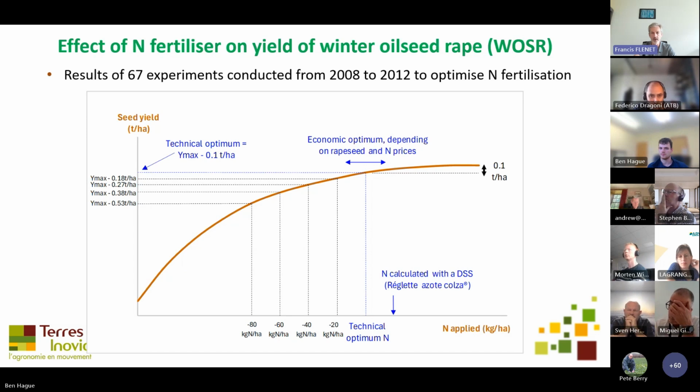than the technical optimum. We also calculated with a decision support system called Reglet Azot Colza the amount of nitrogen to be applied in each of these experiments. And you can see that on average, the amount of calculated nitrogen was 15 kilos higher than the technical optimum. You can also see in this figure the economic optimum. This optimum depends on rapeseed price and also on nitrogen price.